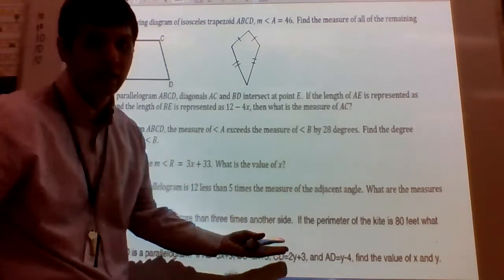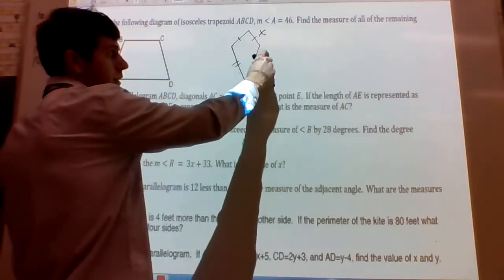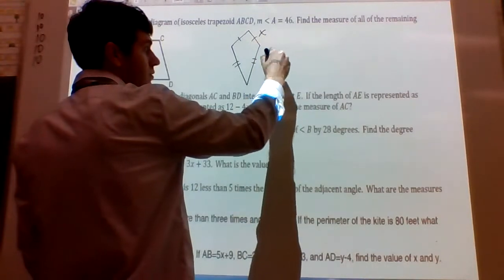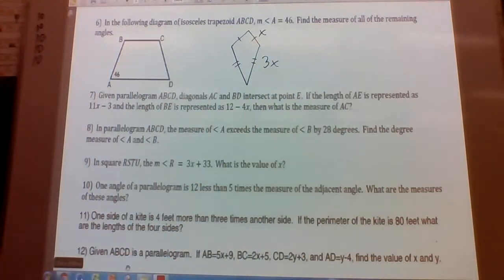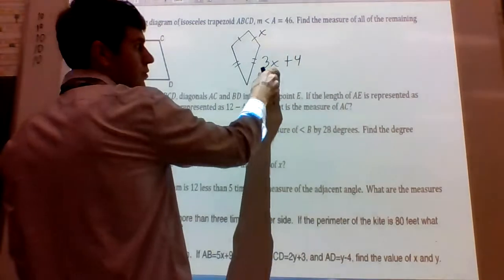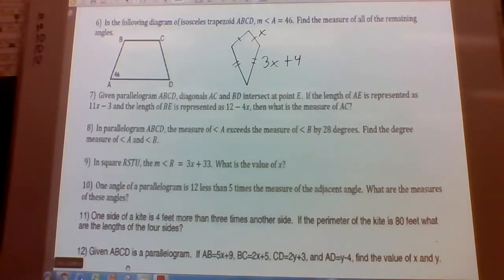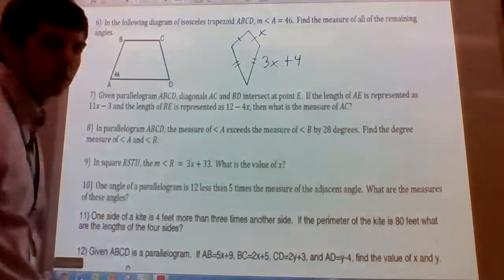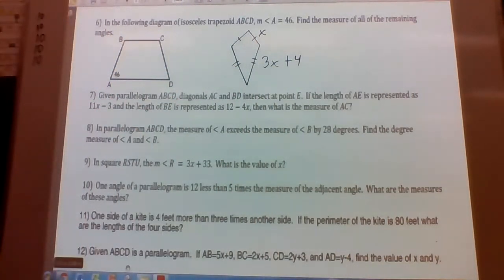So one side of a kite is 4 feet more than 3 times another side. Let's pick the other side and call it x. Then we're going to find this one. 3 times the first side is 3x. So it's 4 feet more than 3 times the other side. If we make our original side x, then the one side of our kite is going to be 4 feet more than 3 times the one other side, which we're just arbitrarily making x.